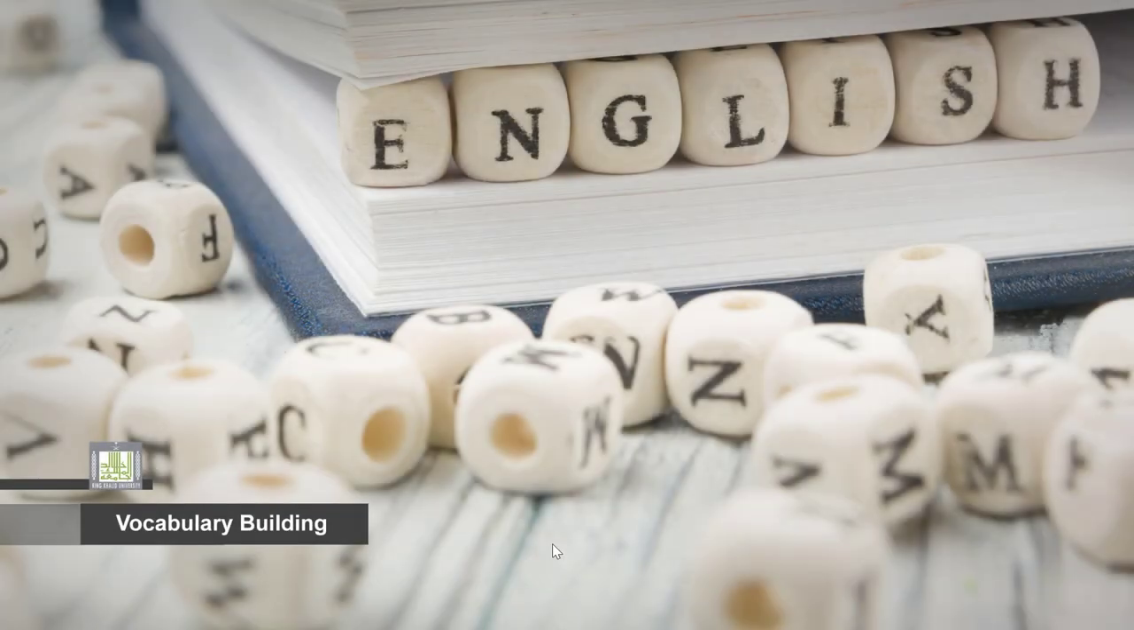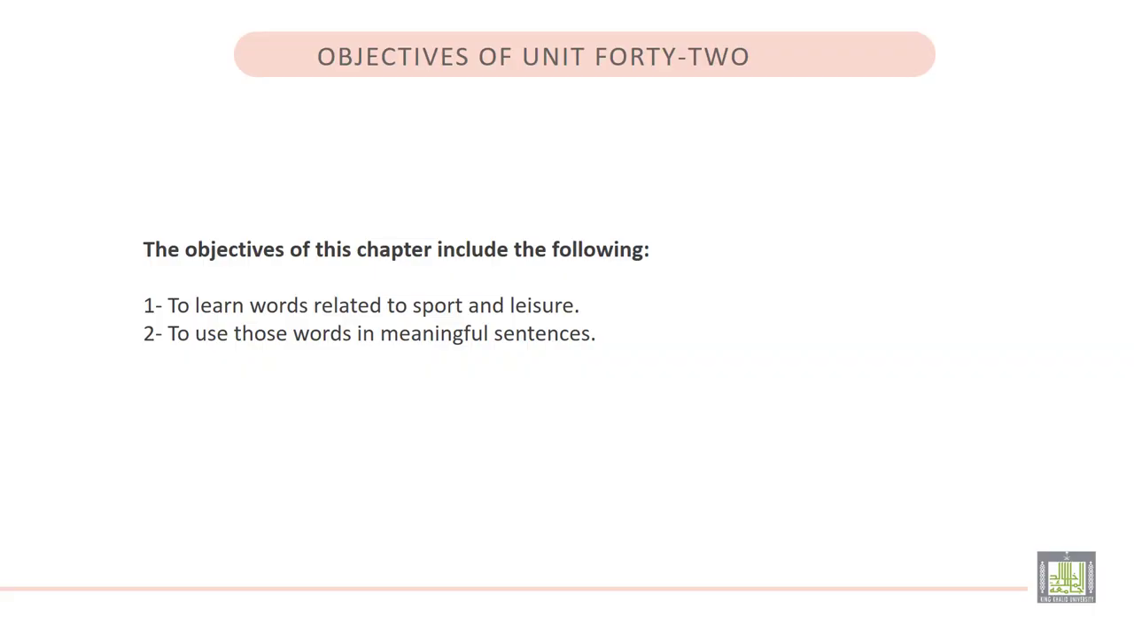Vocabulary Building 1, Unit 42, Sport and Leisure. The objectives of this chapter include the following. 1. To learn words related to sport and leisure. 2. To use those words in meaningful sentences. Now, listen to the video of this unit.